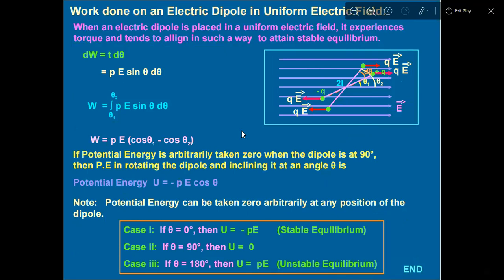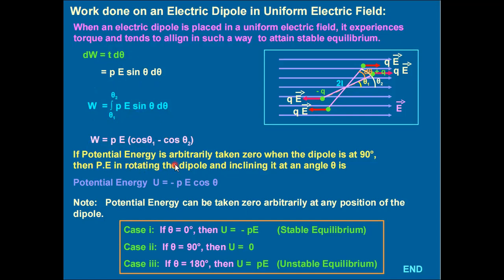Now, work done on an electric dipole in a uniform electric field. When an electric dipole is placed in a uniform electric field, it experiences a torque and tends to align in such a way as to attain stable equilibrium. That means work done equals torque times d theta. Torque equals pE sin theta. Now total work done, what will it be? Integration from theta 1 to theta 2 of pE sin theta d theta. After putting the upper and lower limits, W equals pE (cos theta 1 minus cos theta 2).